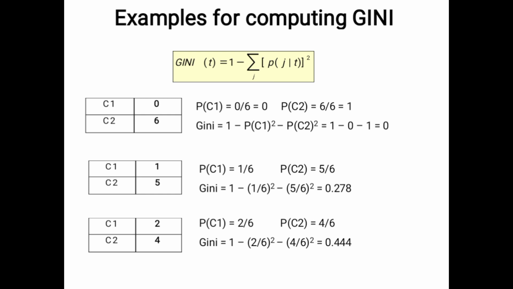Now for Gini, we have the same setup with C1 and C2. Taking the node with 6 records, P of C1 is 0/6 equal to 0, and P of C2 is 6/6 equal to 1. This is how the Gini value is calculated.